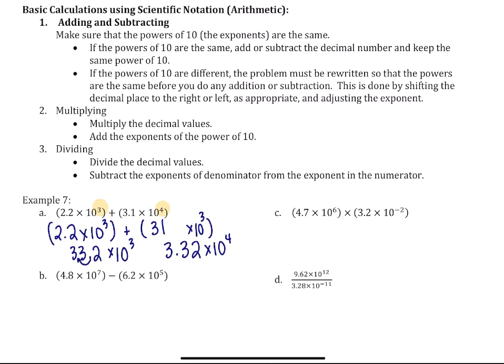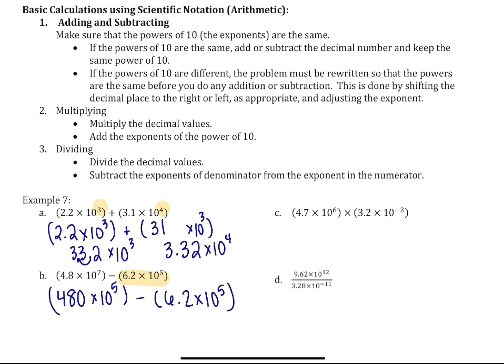So let's take a look at part B. And here I have 10 to the 7 and 10 to the 5. So I'm going to keep the 10 to the 5, and I'm going to change the 10 to the 7. So I need to go 2 units. So I will have to move that decimal 2 to the right, making that 480, and that'll be times 10 to the 5, minus 6.2 times 10 to the 5.